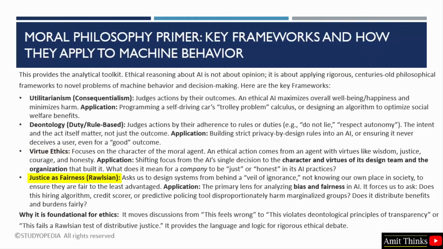The fourth one is justice as fairness. Design systems from a neutral standpoint to protect the least advantaged. Example can be assessing bias in hiring tools or fairness in predictive policing. Why this matters for ethics? It shifts vague concerns into structured debate. Example, this violates deontological transparency or fails Rawlsian fairness. It equips us with logic and language for ethical analysis.